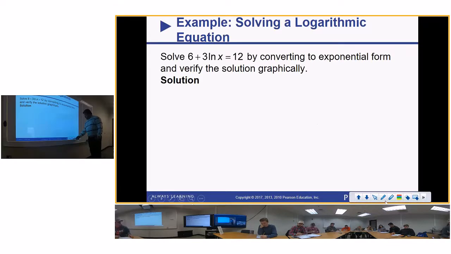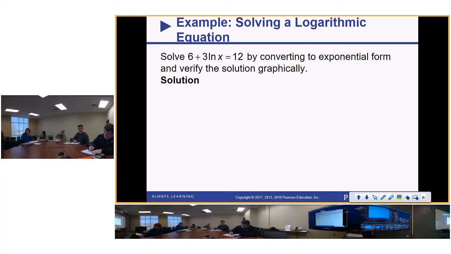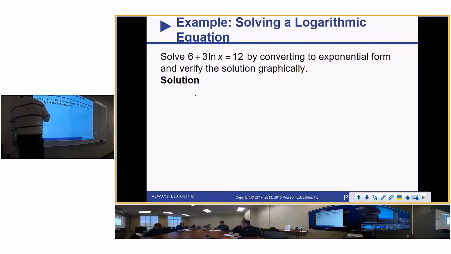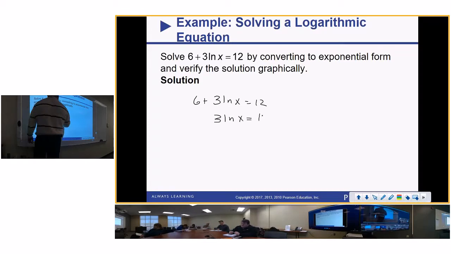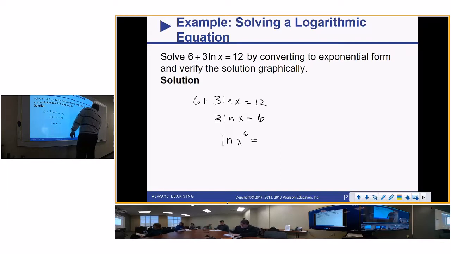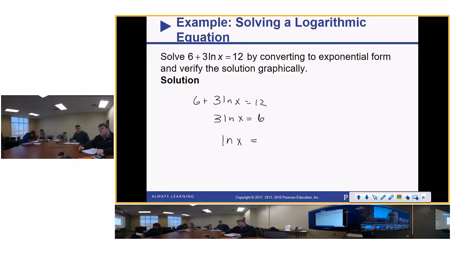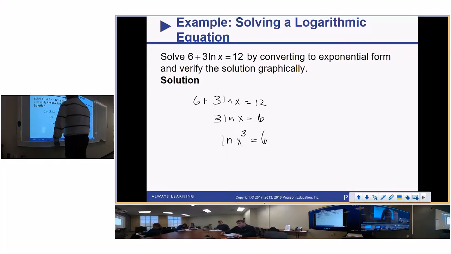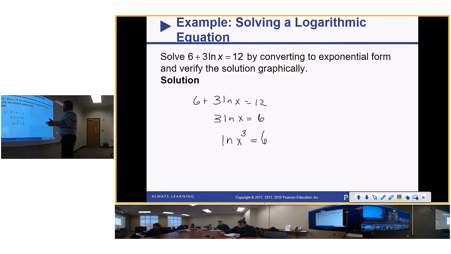Why isn't it ready? Yeah, make 3 an exponent. Exactly. Make the 3 an exponent. So, 6 plus 3 natural log of x is equal to 12. 3 natural log of x is equal to 6. And then natural log of x to the 3rd is equal to 6, I'm sorry, I'm just pulling numbers out of the air. And that's the same thing as natural log.